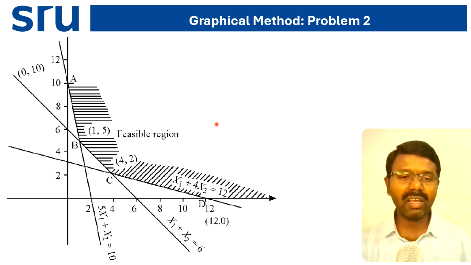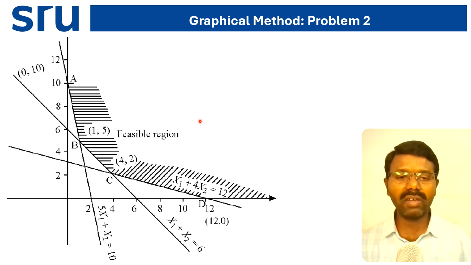Then the second equation, x1 + x2 ≥ 6, passes through the points (0, 6) and (6, 0). It is also greater than or equal to 6, so it covers the area away from the origin. Whenever a greater than symbol is there, you take the area away from the origin.